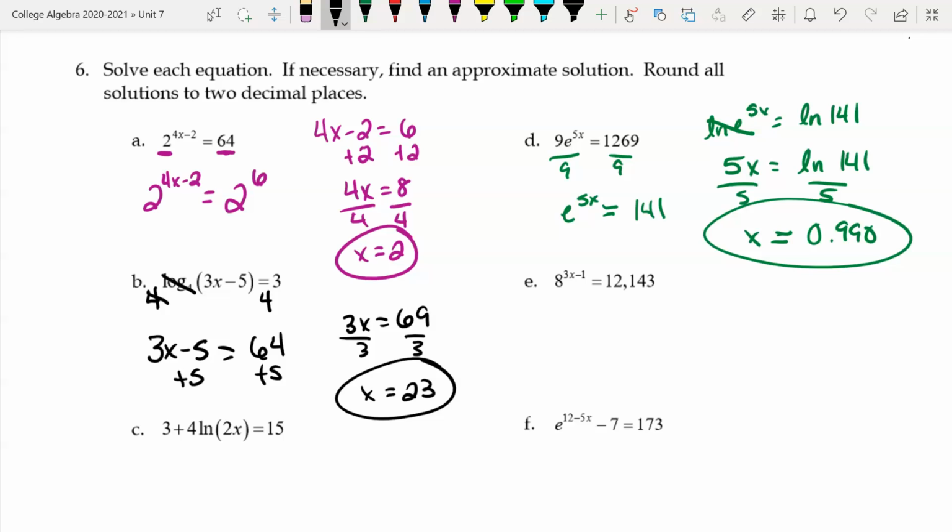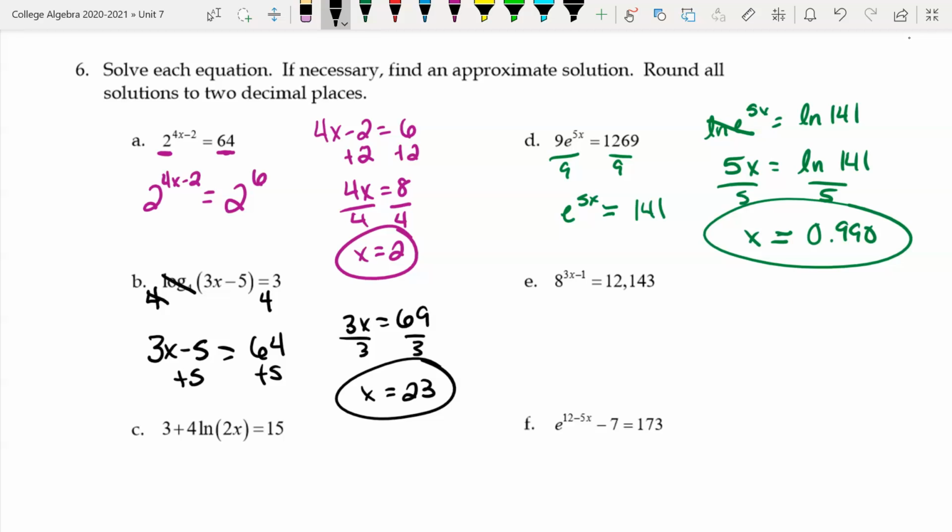Next one, you're going to ask yourself, is there a way to rewrite 12,143 and 8 to where they have the same base? So if I do 8 to the 4th, I get 4,096. So if I do 8 to the 5th, I get 32,768. So that one doesn't work.